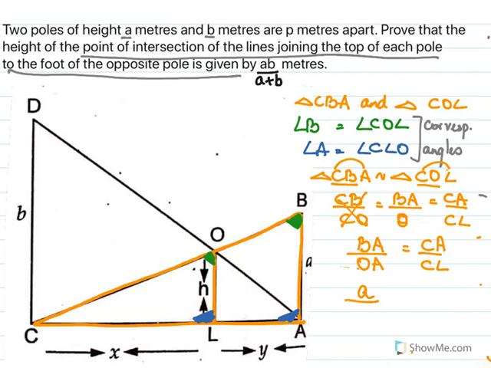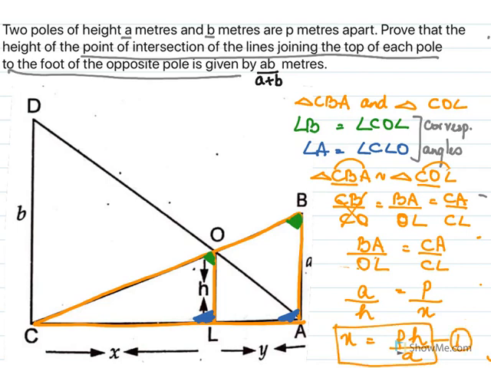Here again I have to write OL. This was OL, there's a mistake, and this was also OL. Now OL, if you look up in the figure, is H. Look up in the figure and see what is CA. CA is the entire P, that is X plus Y, and CL is X. If you cross multiply, you'll get x equal to ph over a. This is one equation which I will use later. I found the value of x.